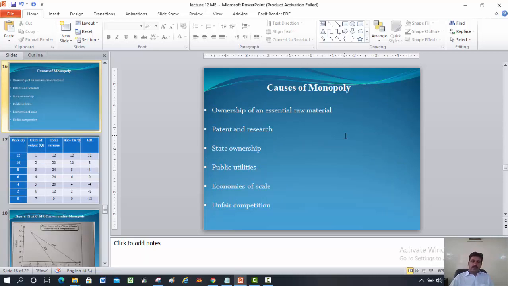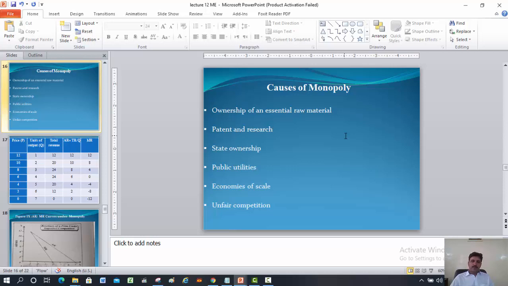Causes of monopoly. We discussed in the previous lecture that monopolies can arise due to the ownership of essential raw material, due to the patent and research rights of a firm, the state ownership, the public utilities. The monopolies are also established in case of public utilities. If the government decides to provide the public utilities and establish enterprises for it, then it becomes the monopolist in the provision of those utilities.